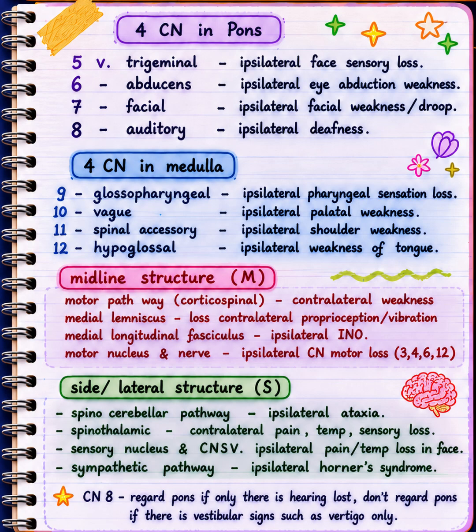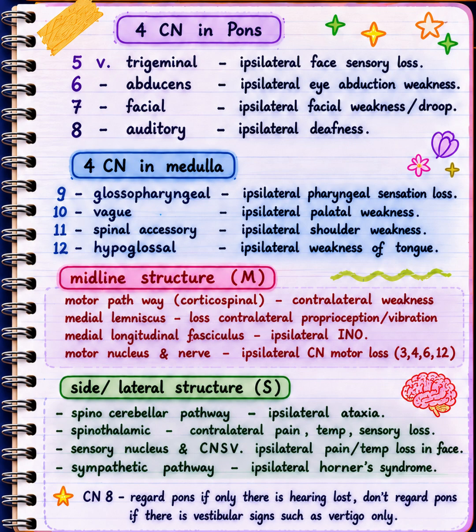Okay. The sensory nuclei are lateral structures, right? Lateral structures are everything except 3, 4, 6, and 12. Cranial nerve sensory nuclei are mostly lateral. There is ipsilateral pain, and mostly we assume all about cranial nerve 5. So when there is pain and sensory loss in the face ipsilaterally, that is a cranial nerve 5 involvement. If that is a cranial nerve 5 involvement, we are assuming it is a lateral structure.